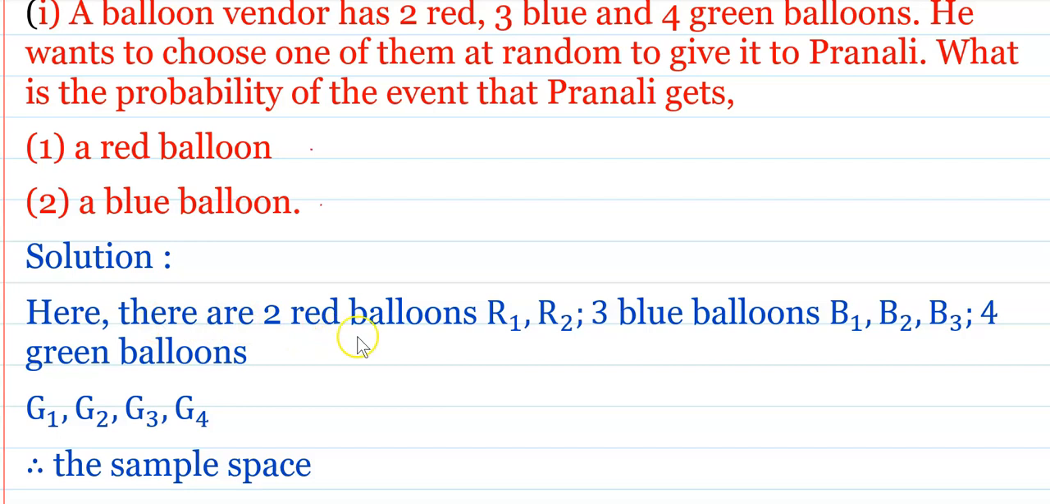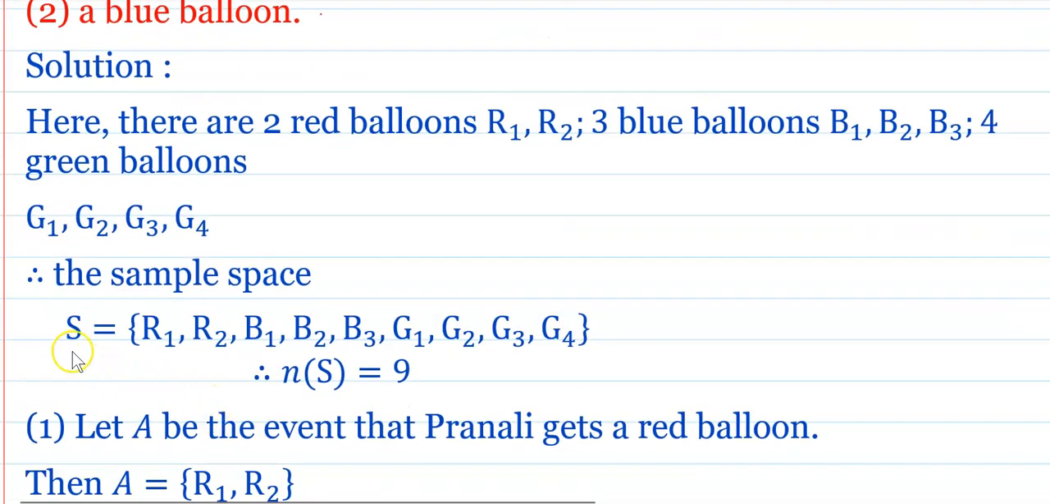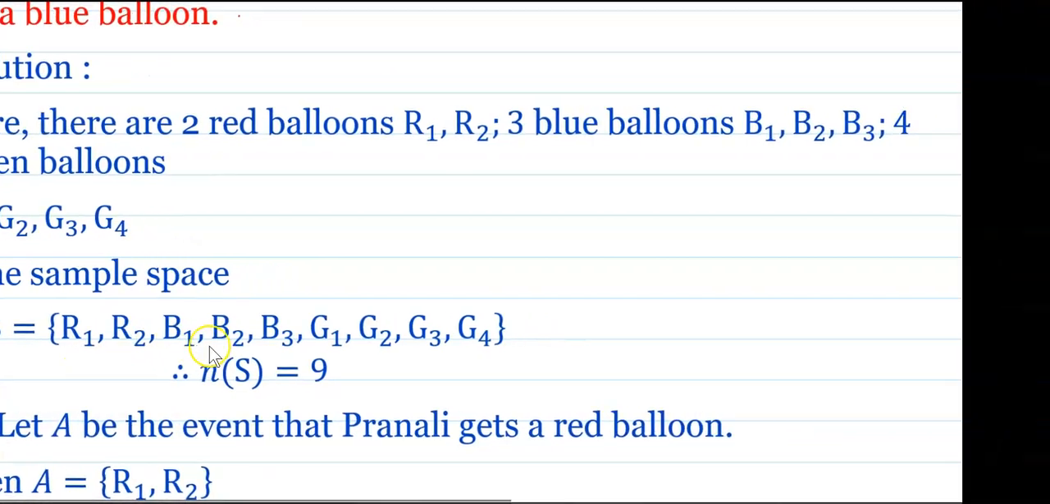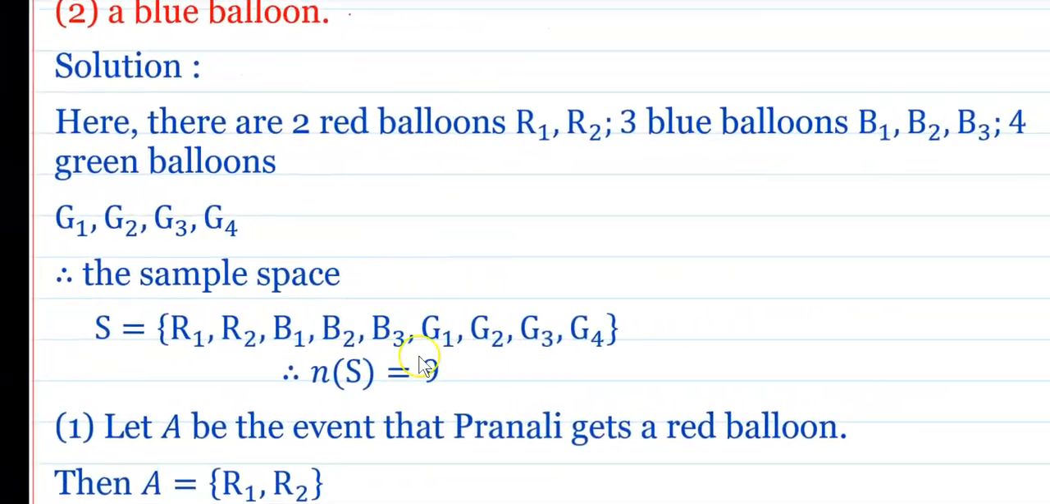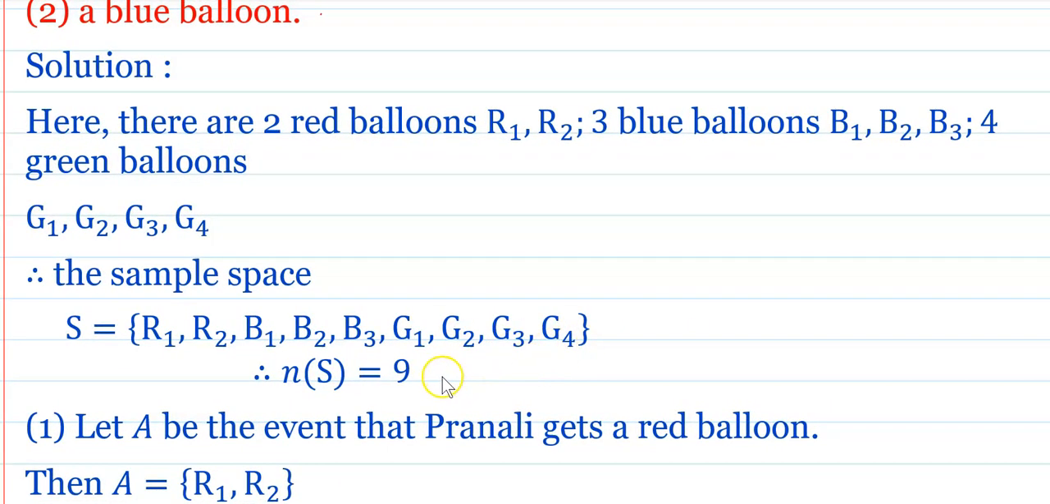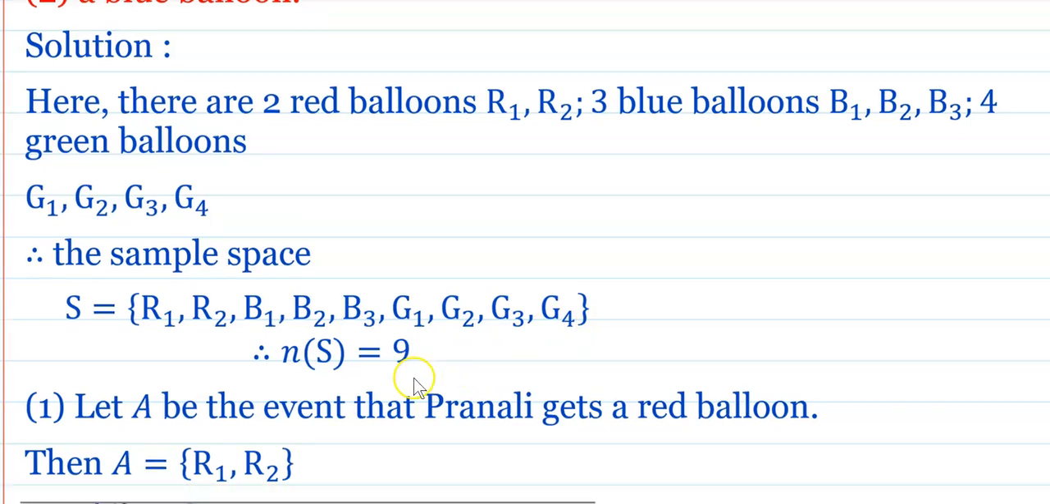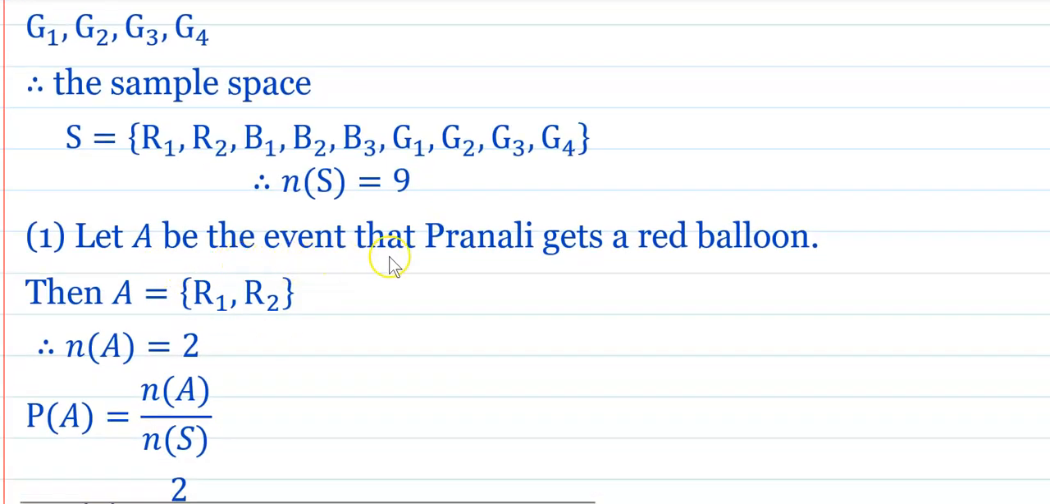There are 2 red balloons R1, R2, 3 blue balloons B1, B2, B3, 4 green balloons G1, G2, G3, G4. The sample space S is equal to {R1, R2, B1, B2, B3, G1, G2, G3, G4}. N of S is equal to 9. Okay. Let A be the event that Pranali gets a red balloon. Then A is equal to {R1, R2}. N of A is 2.